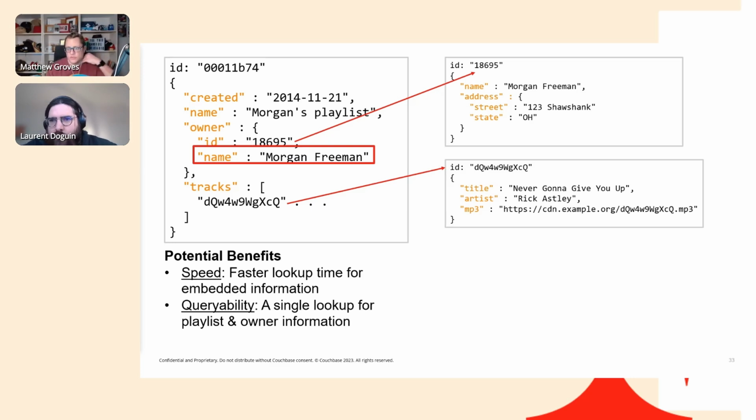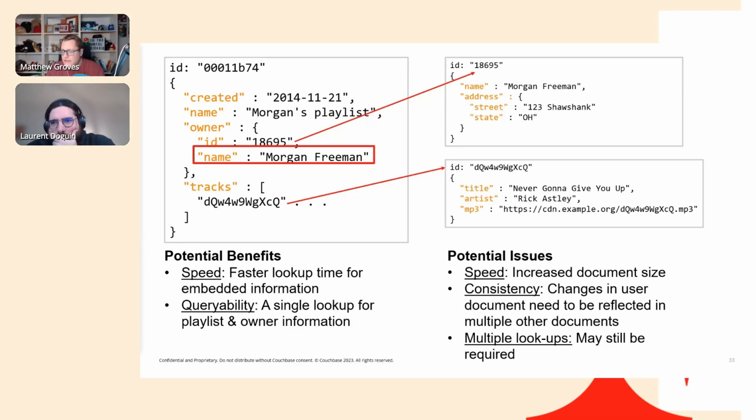And then, of course, multiple lookups may still be required. If I need more than just his name, if I need his address, for instance, it's still a second lookup involved here. So you can kind of see where this is going, it's a trade-off between consistency and performance in some cases. But that's really up to you to weigh the pros and cons of that for your use case.